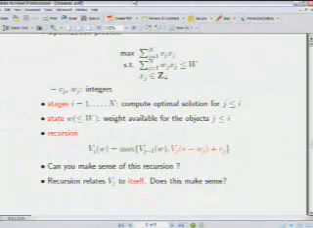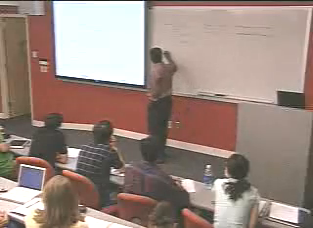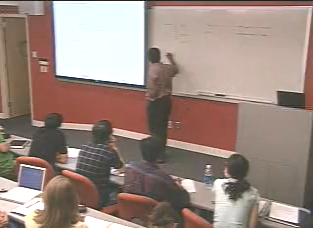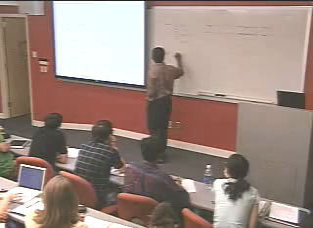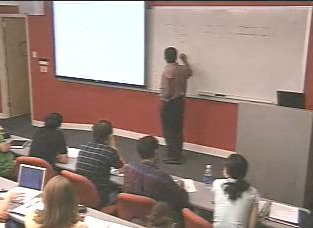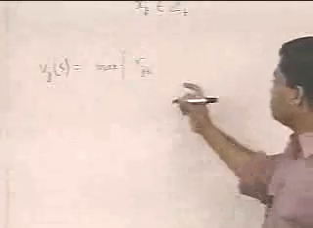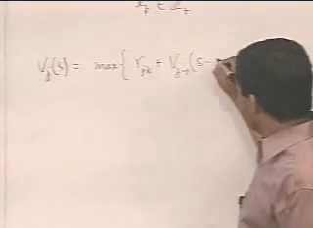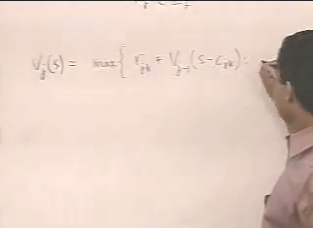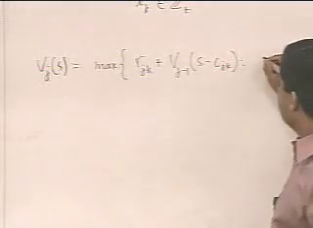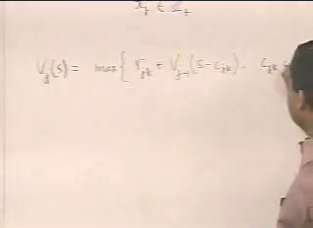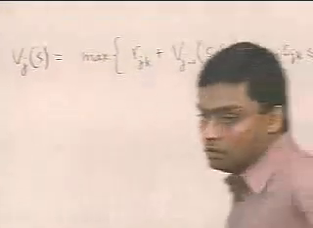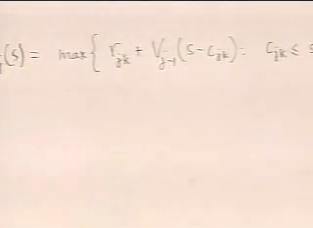Can anyone volunteer to tell me what I am doing there? Just to keep ideas, what we were doing before was Vj of S was given to be the maximum of R_jk, where the kth project for plant j, plus V of j minus 1 of S minus C_jk, such that C_jk is less than or equal to S. So the question is, what is this recursion doing? We'll have to correct that recursion a little bit. It doesn't quite make sense.